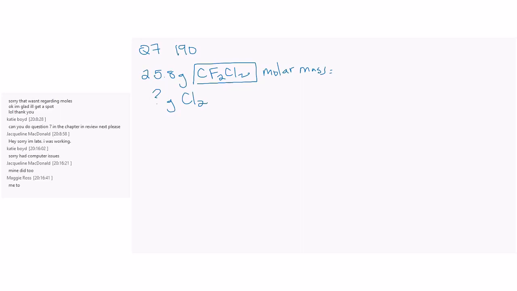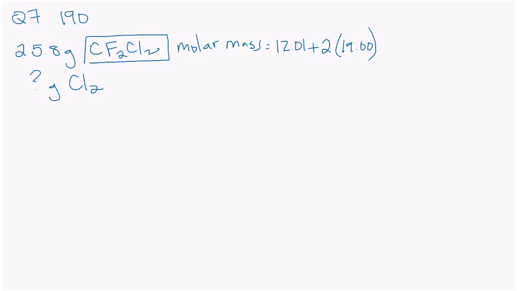So I'm going to find the molar mass of this one. I have one carbon, so I have to go back to my periodic table, and I see that carbon is 12.01 grams per mole. And then I'm going to do my fluorine, but I have 2 of fluorine, so I have to multiply my molar mass of 19 by 2. And then I need to do my chlorine, and there's 2 of them, so I'm just going by those subscripts, and on my periodic table the molar mass of chlorine is 35.45 grams.